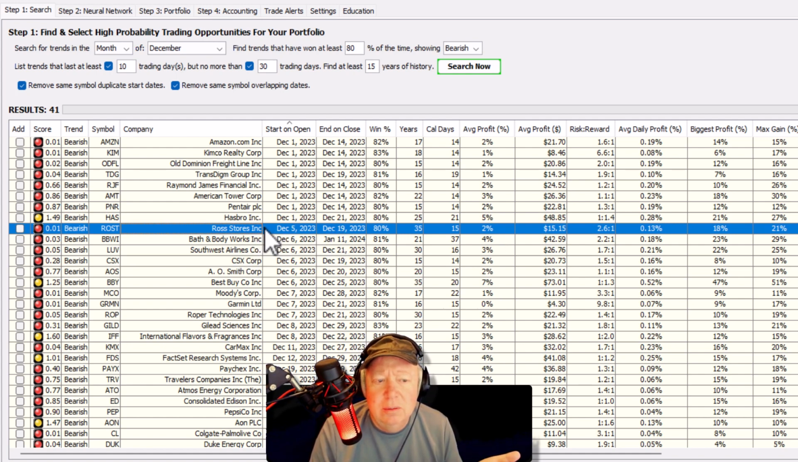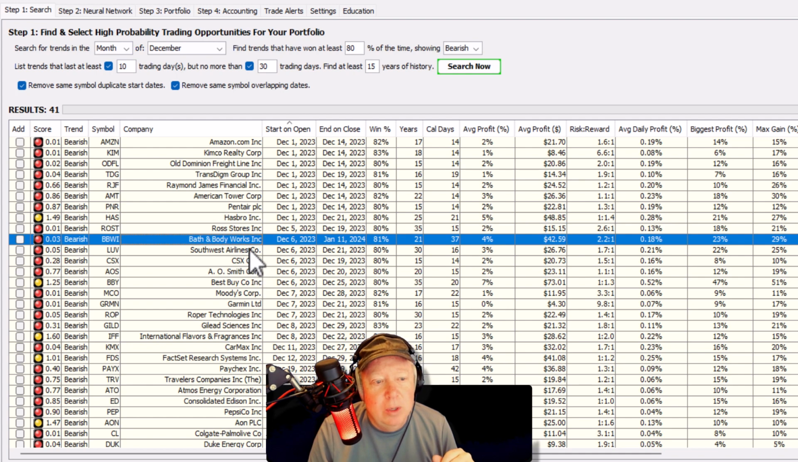I don't know, does Ross have men's clothes? Maybe. It's a clothes store. I don't know much about Ross. I know they're around here in this area. But December 5th to December 19th, 80% of the time over the last 35 years, they've lost 2% in the month of December. Not so good for Ross. So you don't want to have that in your portfolio in December.